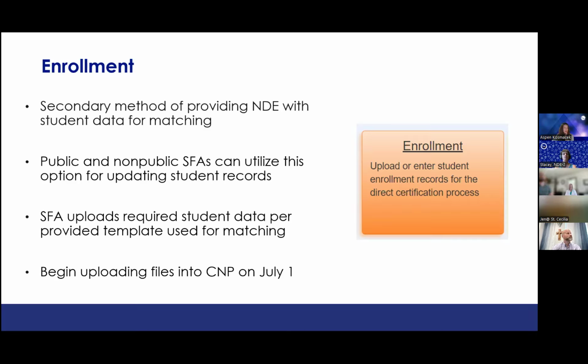But as an alternative method, they can use this orange enrollment tile to upload enrollment, and it allows both public and non-public entities to upload the student records for matching. This process requires a designated template, and the file uploads into CNP may begin on July 1st, as data is cleared out at the end of June, that first day of July, and then new matches will start really on July 2nd for matching.